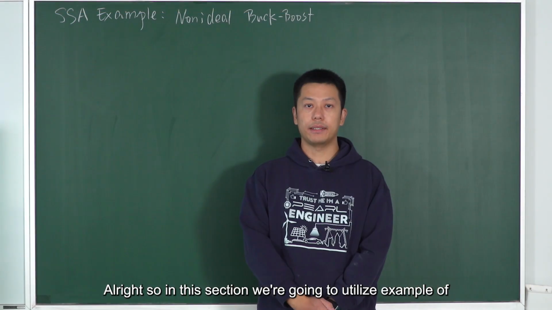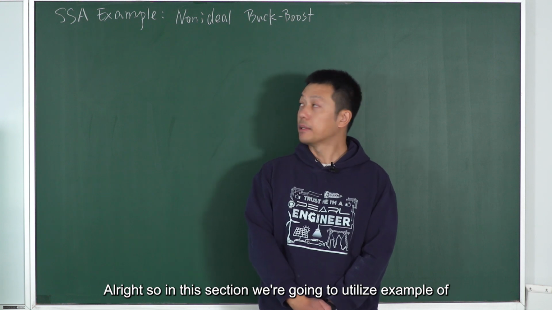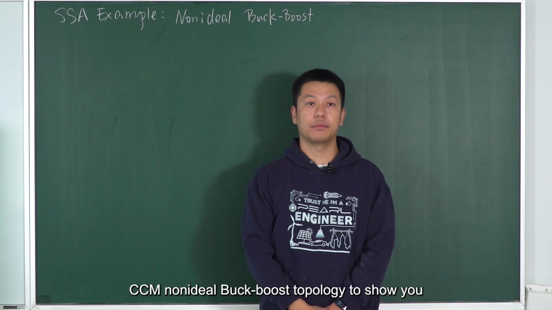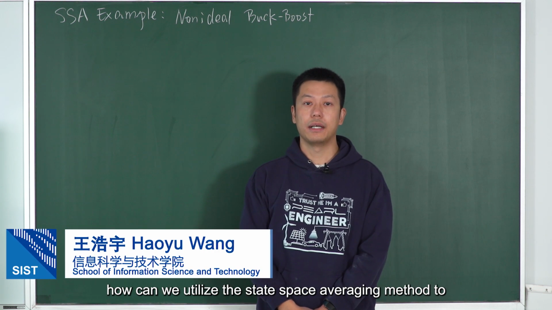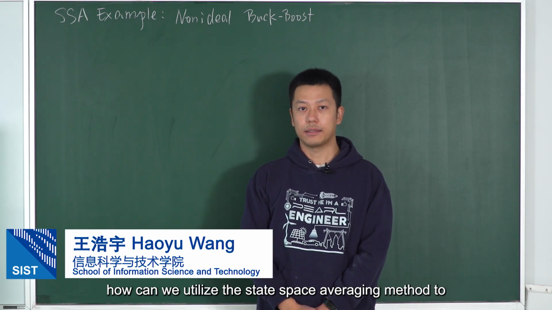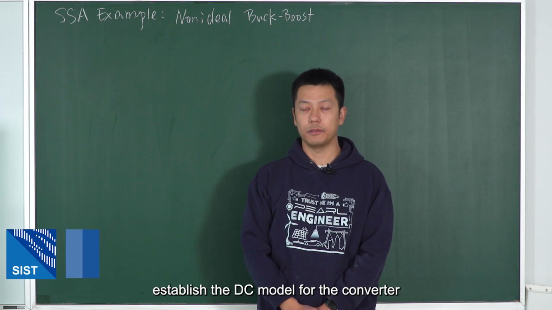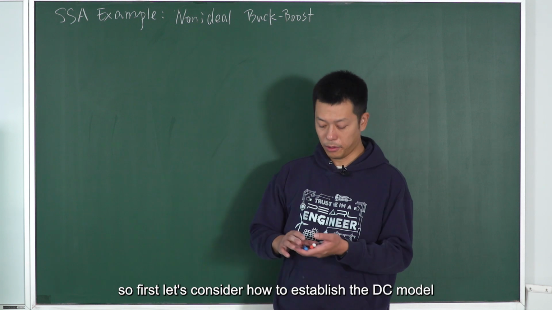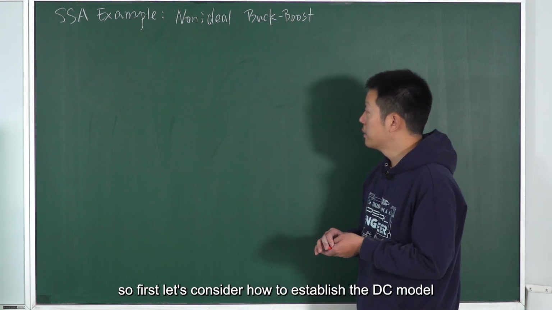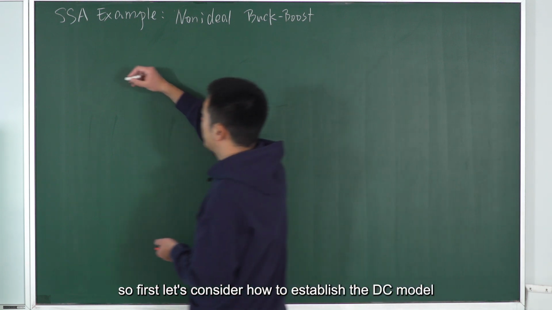All right, so in this section, we are going to utilize the example of a CCM non-ideal buck-boost topology to show you how we can utilize the state space averaging method to establish the DC model for the converter. So first, let's consider how to establish the DC model.